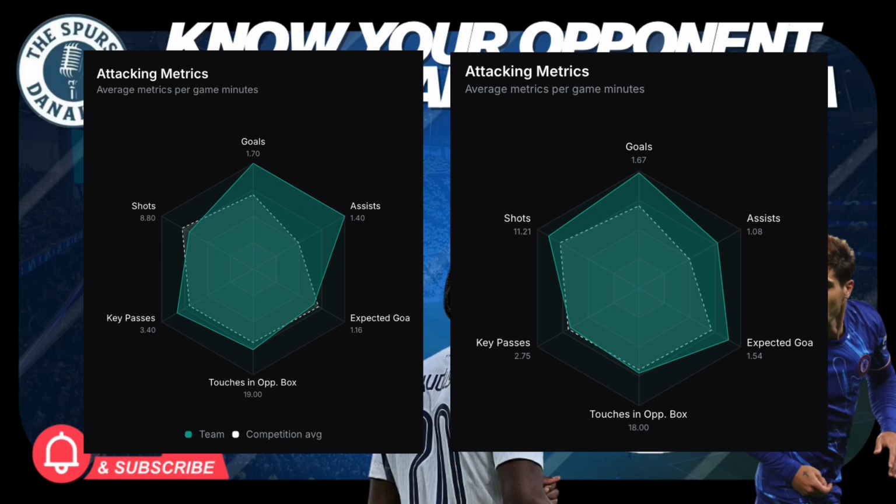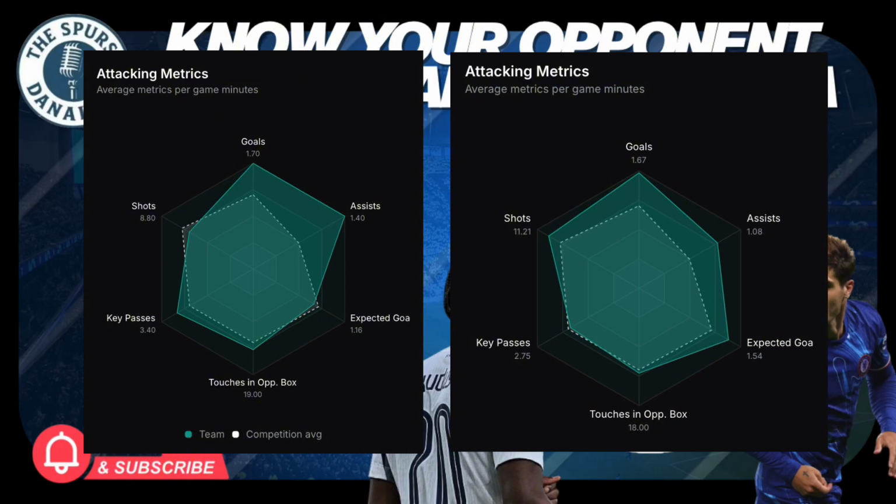So goals, Tottenham 1.70 versus Chelsea 1.67. Very, very identical, right? Assists, Tottenham 1.40 versus Chelsea 1.08. Spurs create more final passes and assists, which is interesting because it doesn't feel like that sometimes. Expected goals, xG, Tottenham 1.16 versus Chelsea 1.54. Chelsea generate high quality chances overall. I kind of agree with that, because I've been saying all season that Spurs have not been creating quality chances.